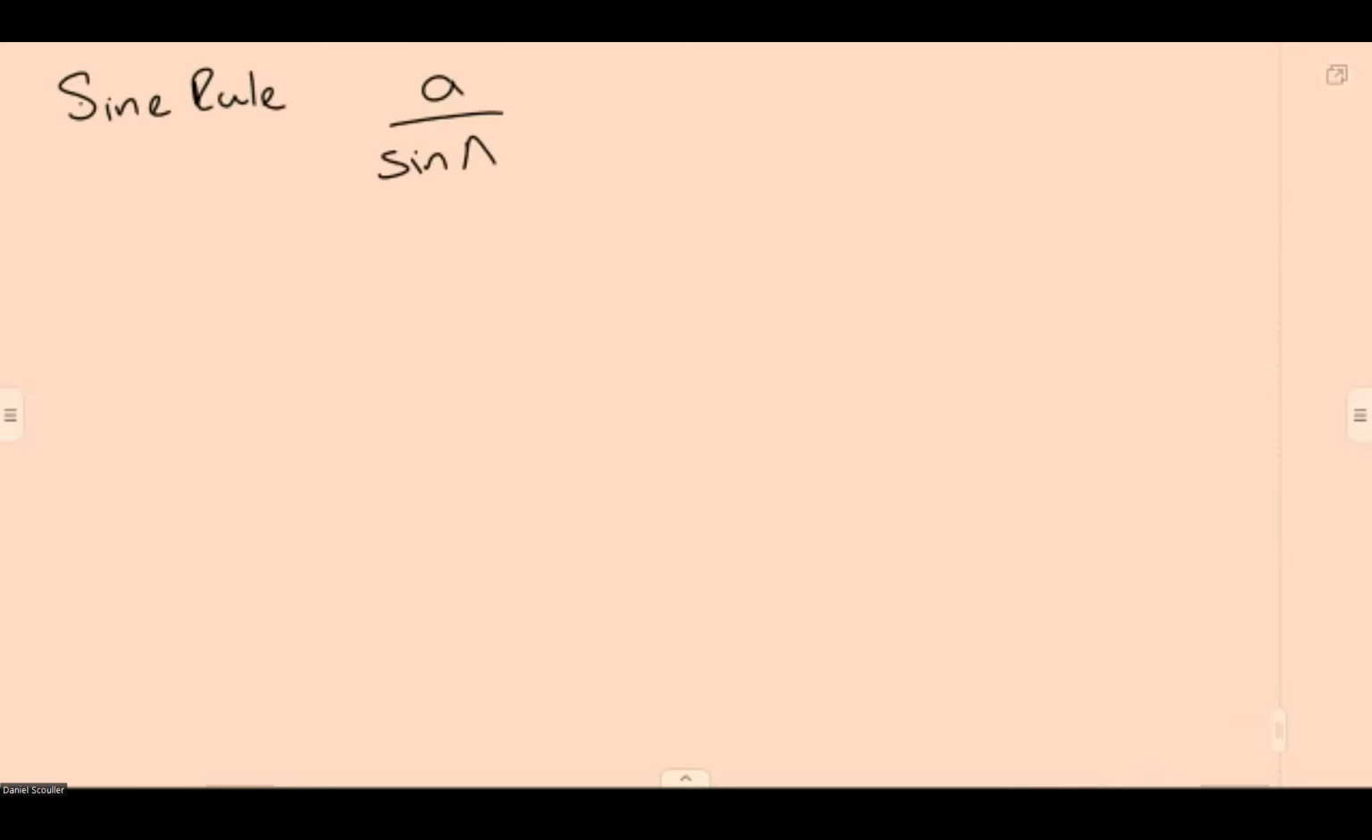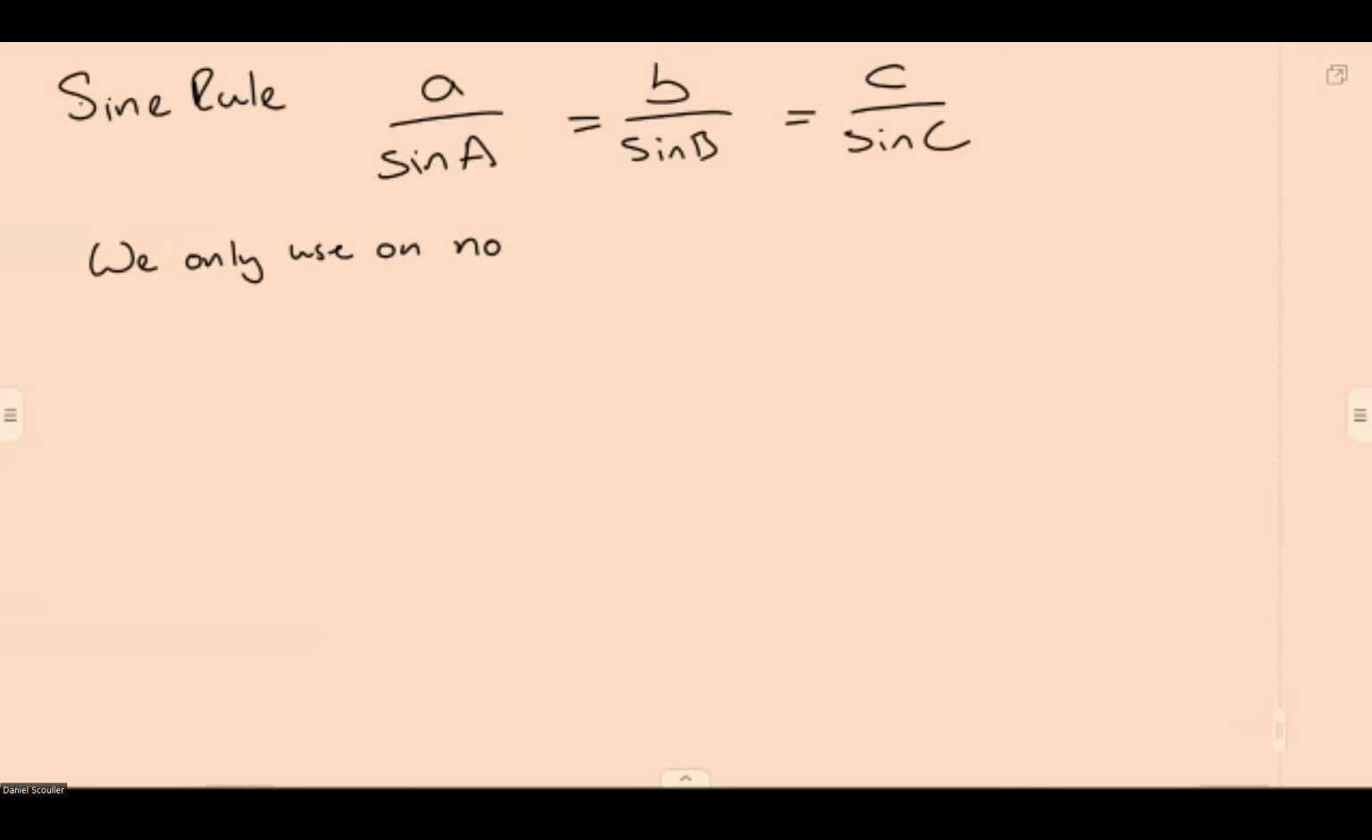Last week we focused on the sine rule. That was a over sine A equals b over sine B equals c over sine C. Now this rule we only use on non-right angle triangles, so any sort of triangle that doesn't have a right angle.